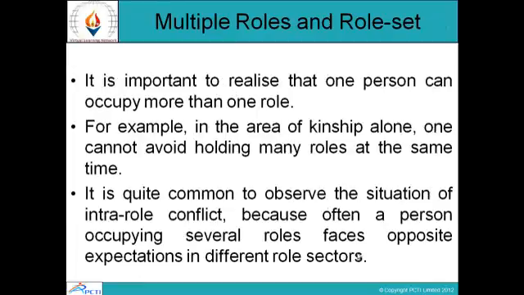Multiple roles and role set. It is important to realize that one person can occupy more than one role. For example, in the area of kinship alone, one cannot avoid holding many roles at the same time. It is quite common to observe the situation of intra-role conflict because often a person occupying several roles faces opposite expectations in different role sectors. So basically, a person can occupy more than one role.